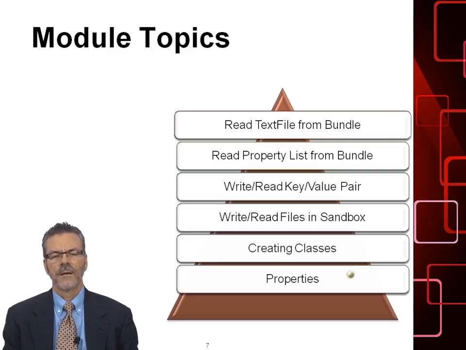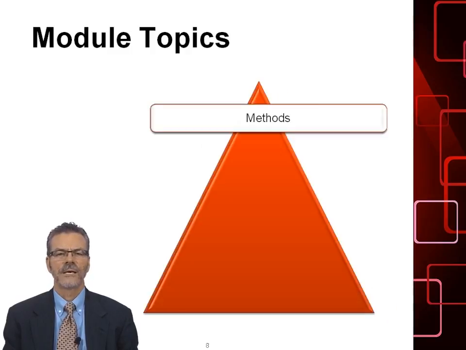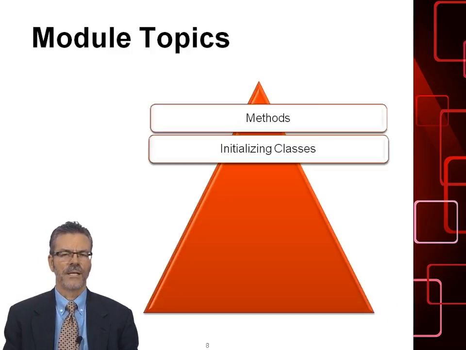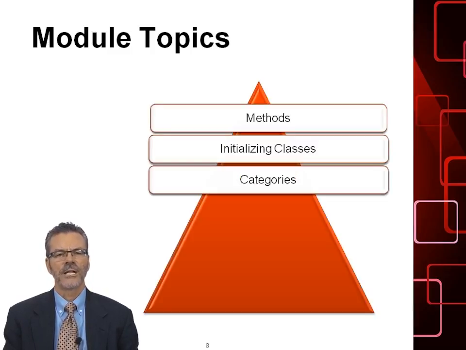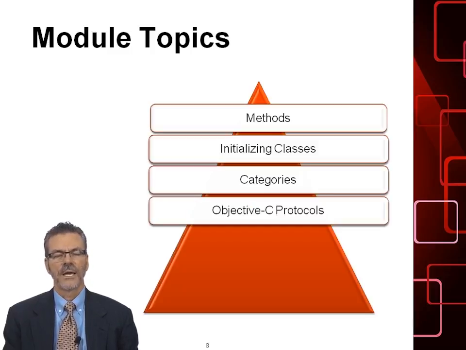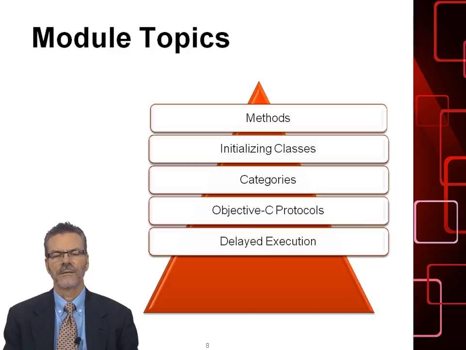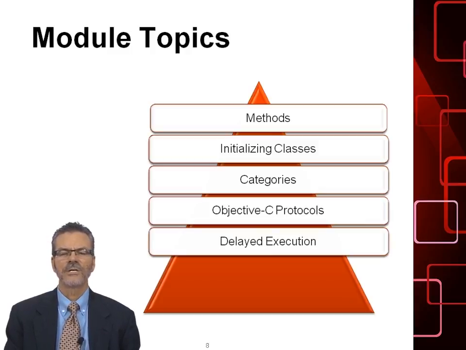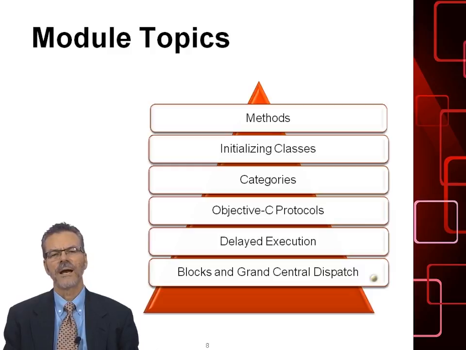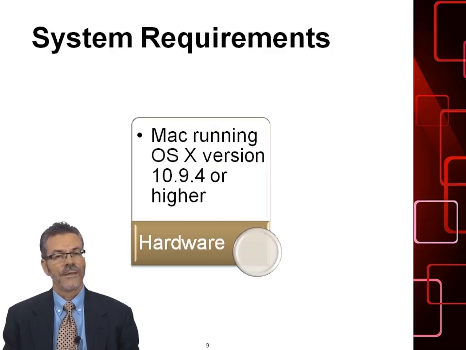Once we've written a lot of code using classes that already exist, we will then create our own classes. We'll learn how to add properties to those classes. We'll learn how to add methods to those classes. We'll learn that we can initialize classes with various initializers. We'll see that we can extend classes using something called categories. And also, we'll find we can have something called a protocol, which allows us to assign certain methods, and more than one class can implement those methods. We'll learn how you can delay execution of your program, and we'll also learn how you can use blocks in something called Grand Central Dispatch. So that's a lot to cover.